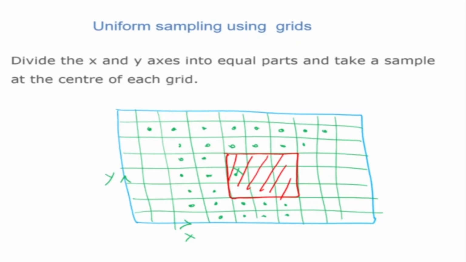Now the other possibility here is that you can take the intersection also. I could have taken these points also. Then also it is uniform sampling, right? It's more or less the same. You take the center of the grid or you take the intersection points of these straight lines. Then also we have covered the whole space using grids.